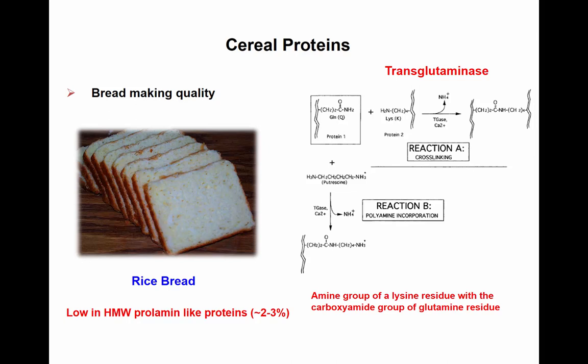In order to make an acceptable rice bread, note that rice protein is also low in high molecular weight prolamin-like proteins, there's a very low percentage of those. So you need those elastic properties, which are not there. Another way of enhancing polymerization is adding transglutaminase. Transglutaminase promotes the interaction between glutamine and lysine. Basically it's the carboxyamide group in glutamine reacting with the amine group of lysine, releasing ammonia and forming a covalent linkage in the presence of transglutaminase. So if we have a lot of glutamine and, to a certain extent, some lysine, then you can induce this type of polymerization.